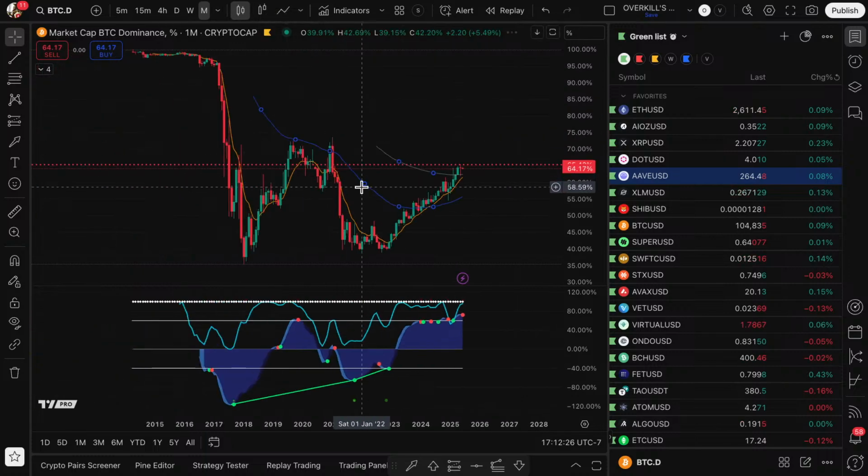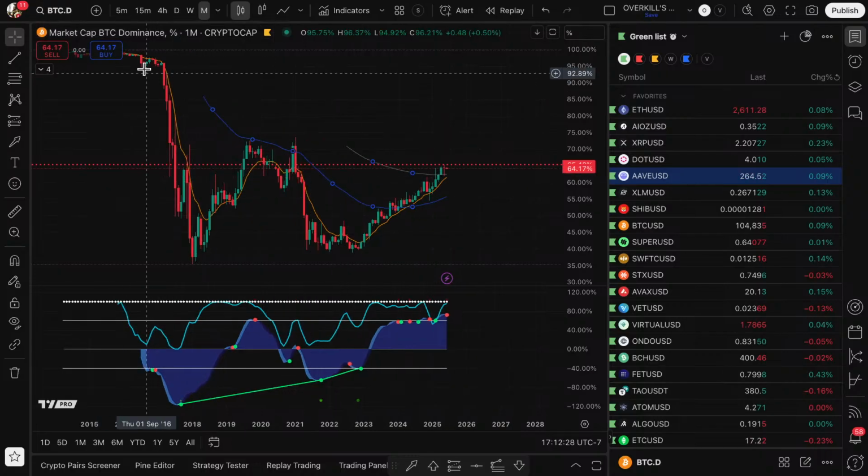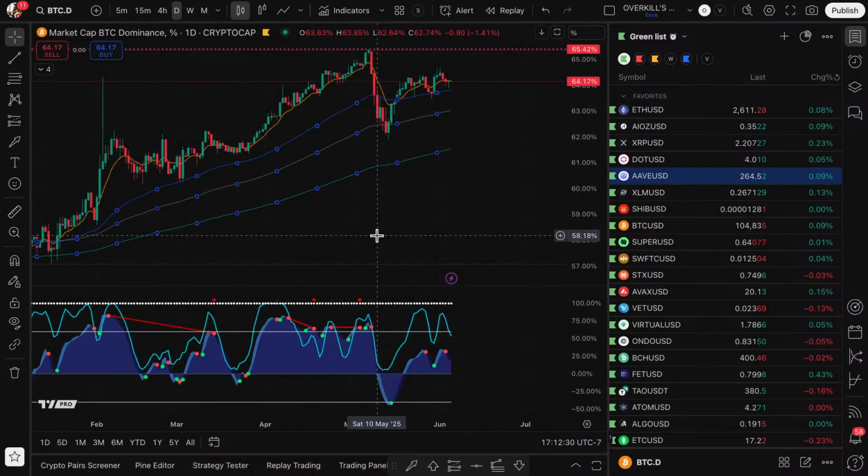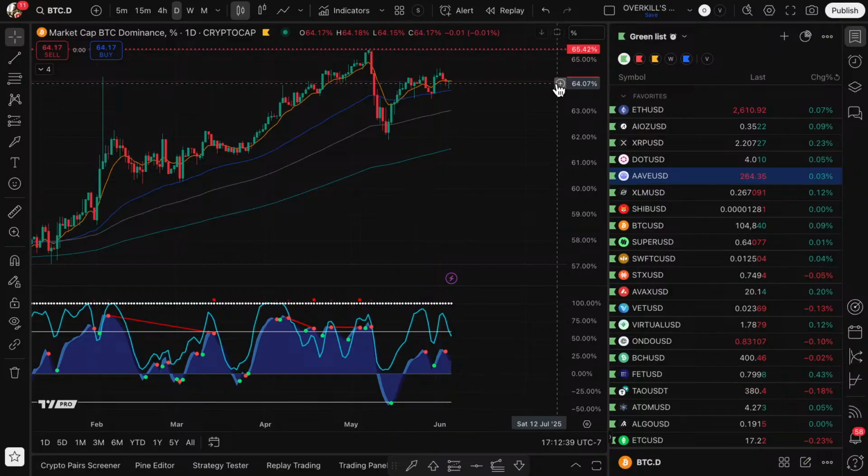If you guys don't know, when the Bitcoin dominance chart goes down, this isn't the Bitcoin chart, this is Bitcoin dominance. This represents how much money in the crypto market is invested in Bitcoin. So it's at 64% right now. That means out of the $3 trillion or whatever it is in the market, 64% of that is invested into Bitcoin.